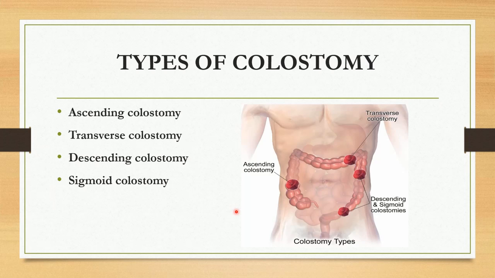Based on the location of stoma creation, it is classified into 4 types: ascending colostomy, transverse colostomy, descending colostomy, and sigmoid colostomy. In the picture here, the stoma is created in the ascending colon, which is known as ascending colostomy. In transverse colostomy, the stoma is in the transverse colon. In descending colostomy, the stoma is created in the descending colon, and in sigmoid colostomy, the stoma is created in the sigmoid colon.